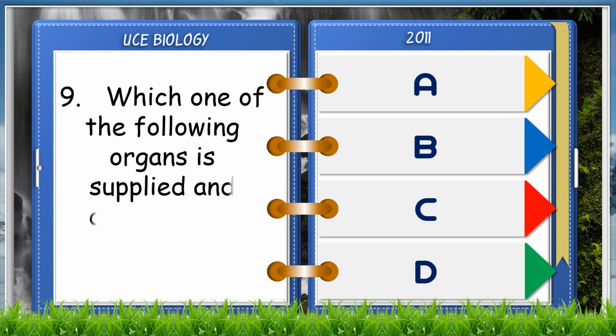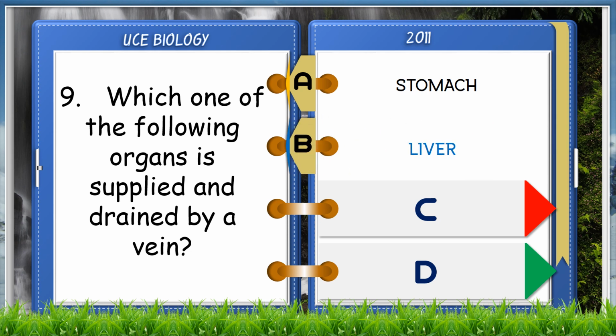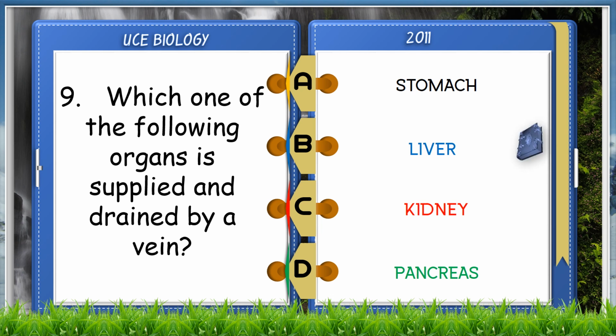Which one of the following organs is supplied and drained by a vein? A. Stomach. B. Liver. C. Kidney. D. Pancreas. The answer is B. Liver.